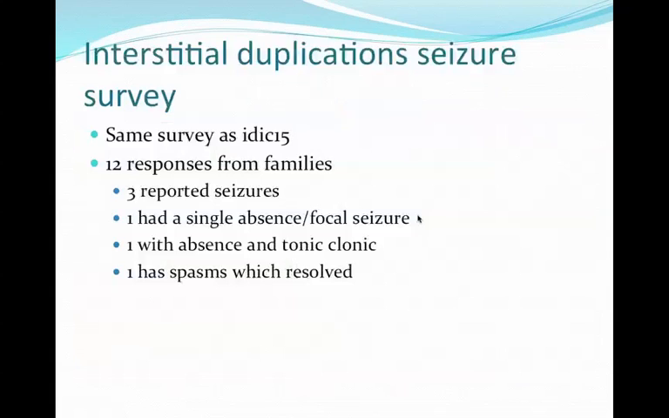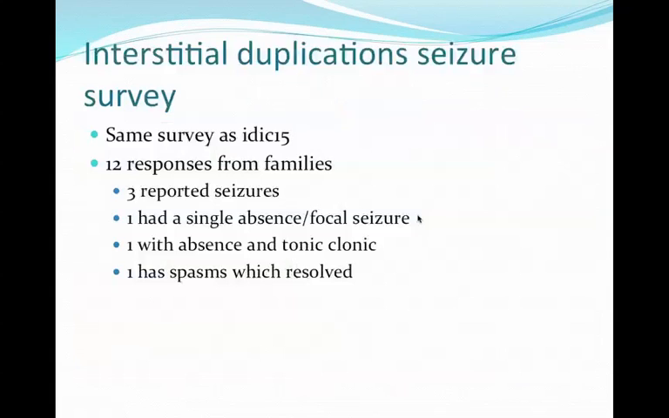...that had some absence and tonic-clonic seizures, and then one that reportedly had spasms, but spasms seem to be really unlikely in these kids. So the question was, was that where they diagnosed right? Was it really interstitial, or was it more of an isodicentric? But either way, it was.